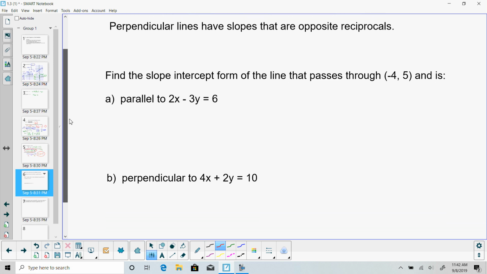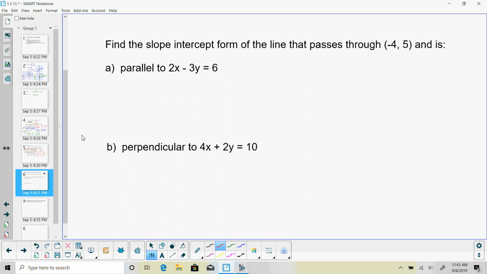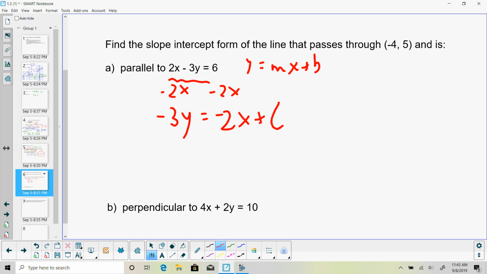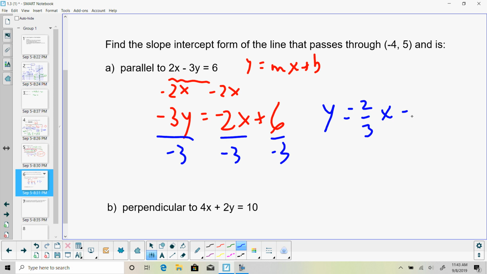We're going to find the slope-intercept form of the line that passes through -4, 5 and is parallel to this line 2x minus 3y equals 6. Well, we know the slopes are going to be the same, but it's kind of hard to figure out what the slope is when it's in this form. So let's put this into y equals mx plus b form. So I'm going to subtract 2x from both sides. I get -3y equaling -2x plus 6. And if I divide both sides by -3, I get y equals 2/3 x minus 2.